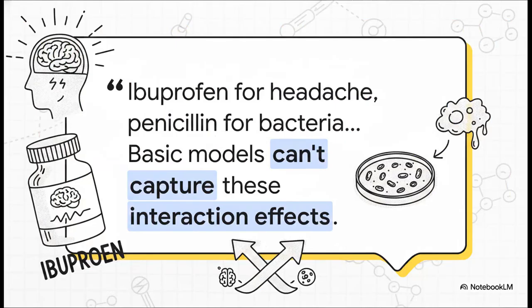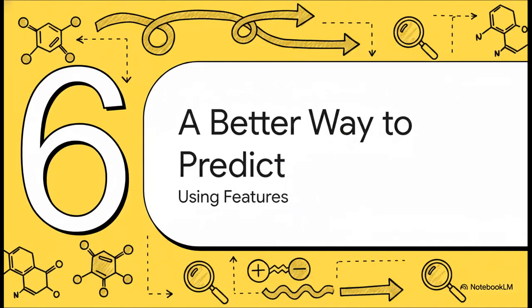And this quote really hits the nail on the head. A basic model can't learn that a specific drug works for a specific target. It might learn that ibuprofen is generally a pretty good bet for pain, sure, but it can't capture that special, nuanced interaction effect that makes penicillin incredibly effective against bacteria, but completely useless for a headache. So how in the world do we escape this trap? How do we build a model that can make genuinely useful predictions for new drugs and new targets, and actually capture those all-important interaction effects?